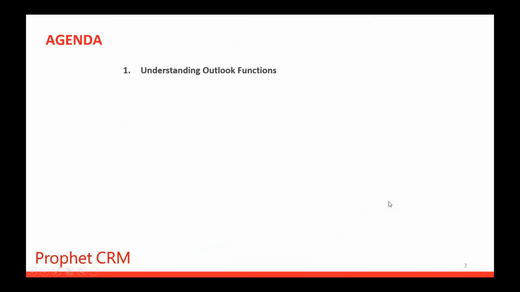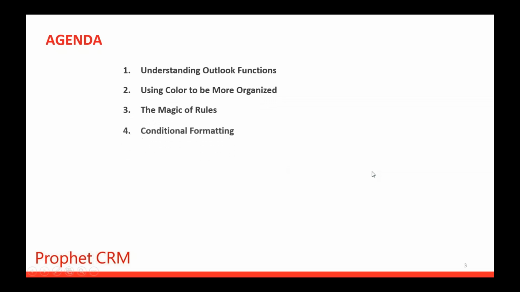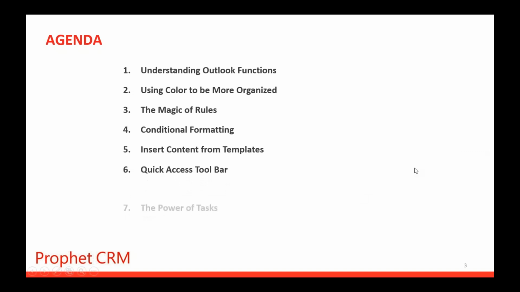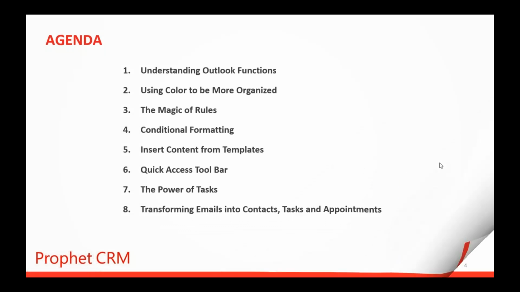A little bit more detail on the topics today. Understanding Outlook functions, a key part of it, but using color to be more organized, as well as what I call the magic of rules. You'll see how that works here in a moment. We can learn how to do conditional formatting, how to insert content from templates throughout Outlook. It's very handy. A little bit more about the quick access toolbar and how to leverage that. Understanding the power of tasks and also how that differentiates from the use of a calendar. And finally, we're going to be showing you how to almost magically transform emails into contacts, tasks, and appointments with just a couple of clicks. Pretty awesome stuff.